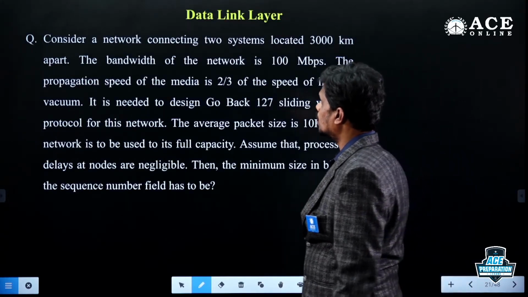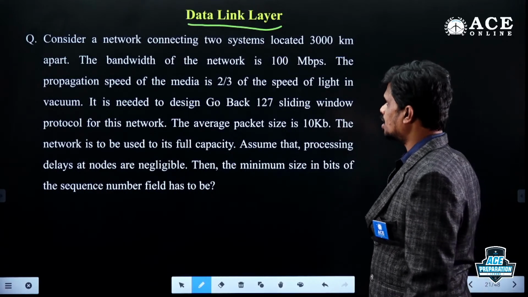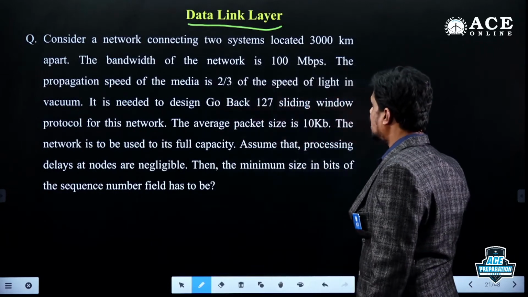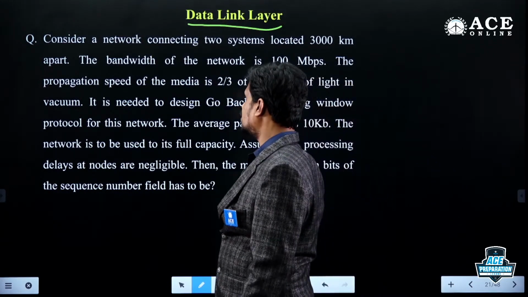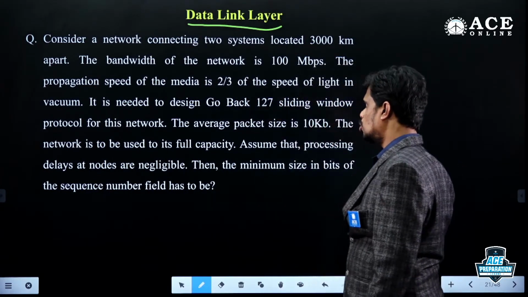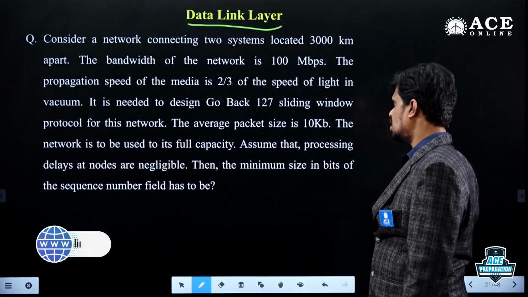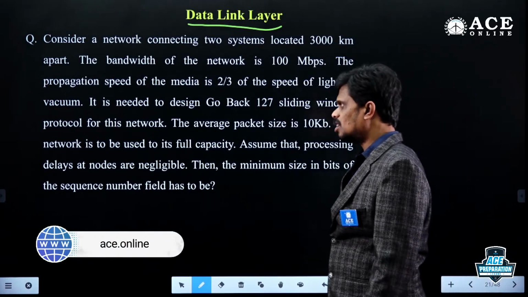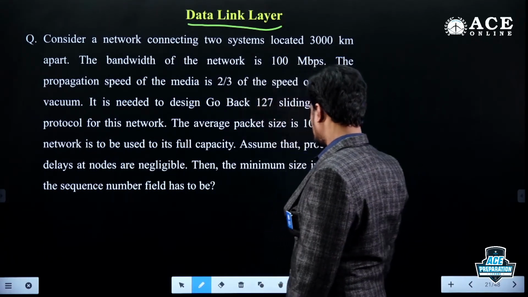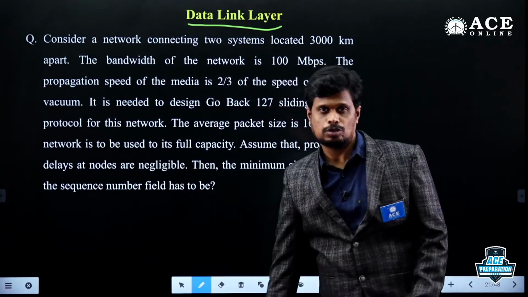So look at this question. This is a question from the data link layer. Consider a network connecting two systems located 3000 kilometers apart. The bandwidth of the network is 100 Mbps. The propagation speed of the media is 2/3 of the speed of light in a vacuum. It is needed to design a go back 127 sliding window protocol for this network. The average packet size is 10 kilobits. The network is to be used to its full capacity. Assume that processing delays at nodes are negligible. Then the minimum size in bits of the sequence number field has to be. So what is the answer for this?